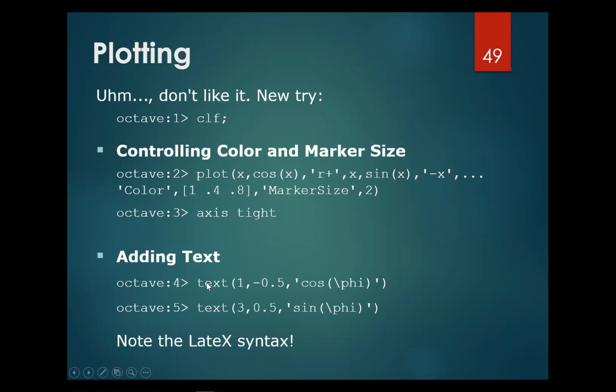So for instance, you can say 1 minus 0.5, and then this is a text. So the text is cos phi. One interesting thing about this one is that it accepts the LaTeX language. So if you want to type phi, the symbol phi, you can't get it on the keyboard. So you can use the LaTeX command \phi, and then it will give you the phi symbol.